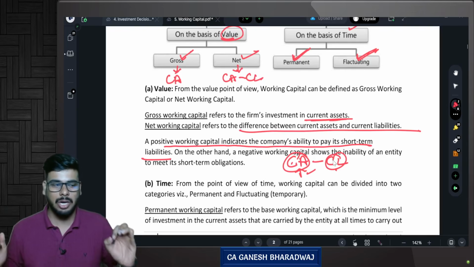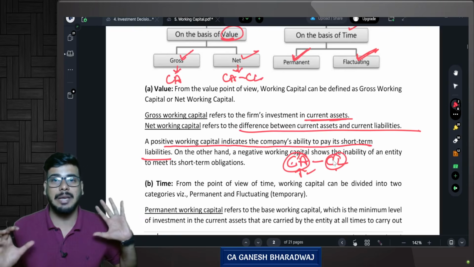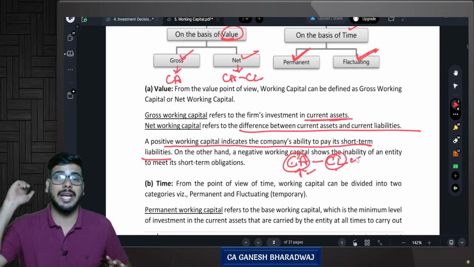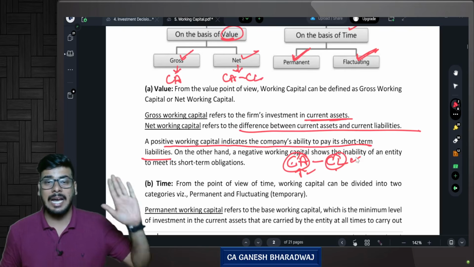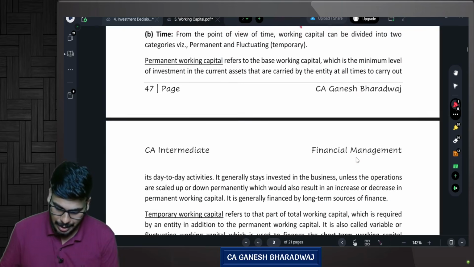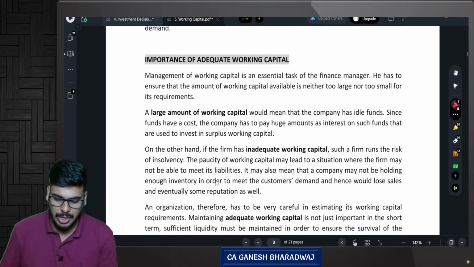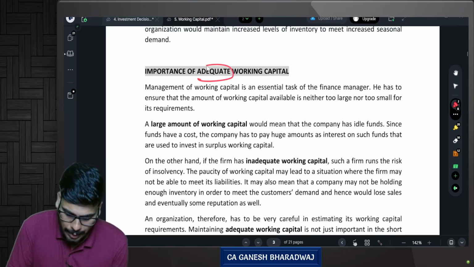Even if something goes wrong, if I sell my current assets, the amount that I'm able to generate from the current assets should be able to recover my current liabilities. So generally it is ideal to have a positive working capital. Are you clear with this? Yes. So now, why do we need adequate working capital?